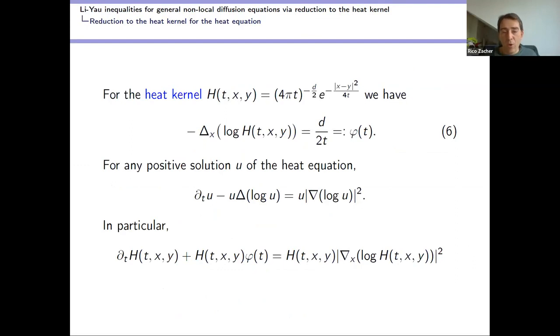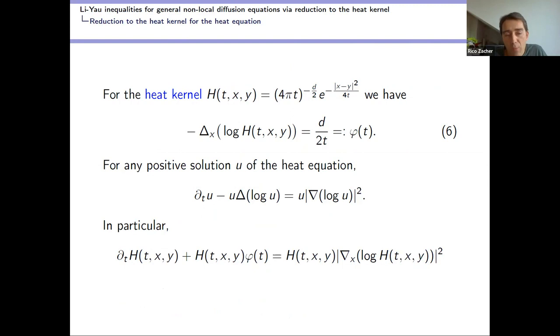Okay, so now let's take the heat kernel. For the heat kernel, you can compute, and this is actually what I mentioned before when I said that we have equality in the Li-Yau. So when we take the heat kernel and we differentiate with respect to x, then we get exactly this d over 2t.